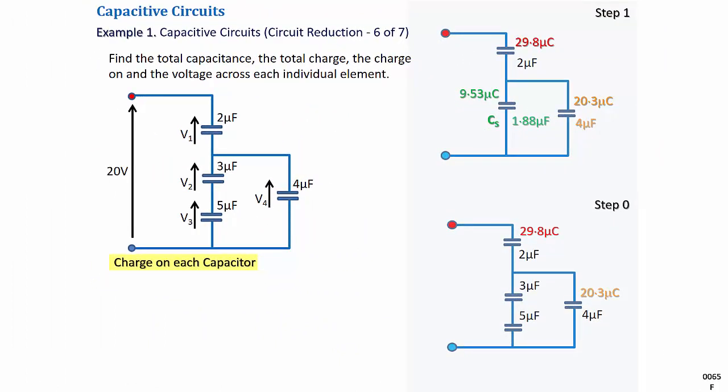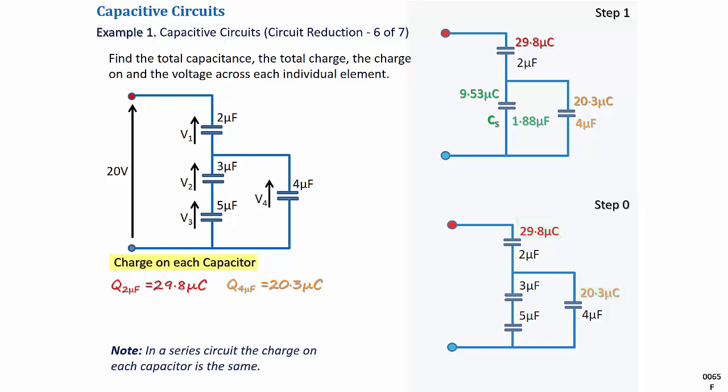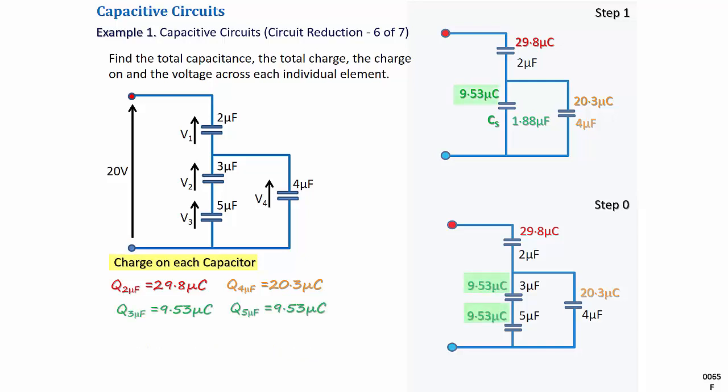Now to find the charge on each capacitor. From step 1, we can see the charge on the 2 microfarad capacitor is 29.8 microcoulomb, and on the 4 microfarad capacitor is 20.3 microcoulomb. Looking at step 0, since the charge will be the same on all the capacitors in a series circuit, if the charge on CS is 9.53 microcoulomb, then this must be the charge on both the 3 microfarad and the 5 microfarad capacitors.